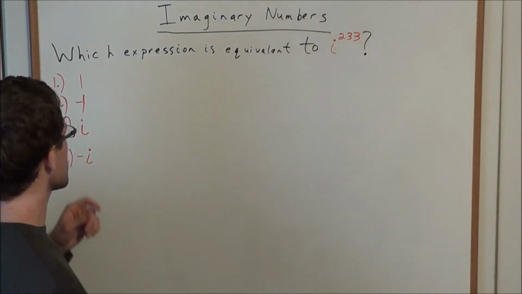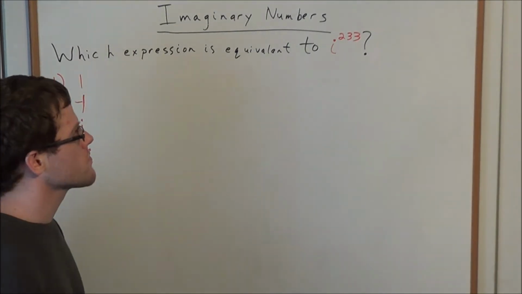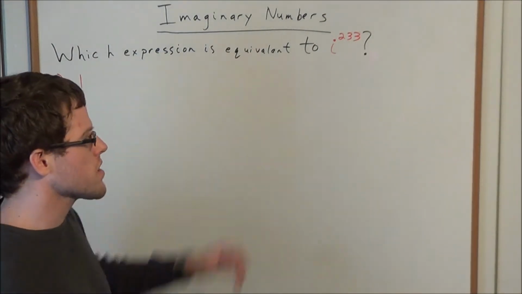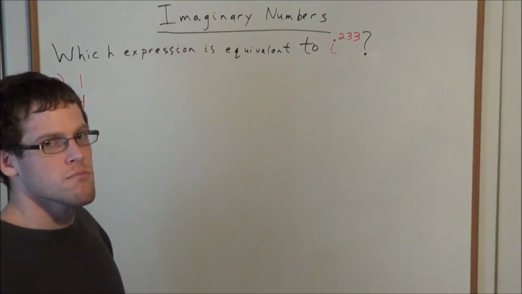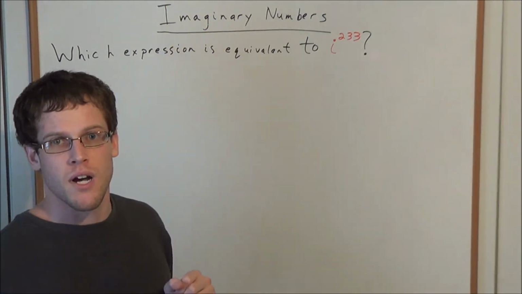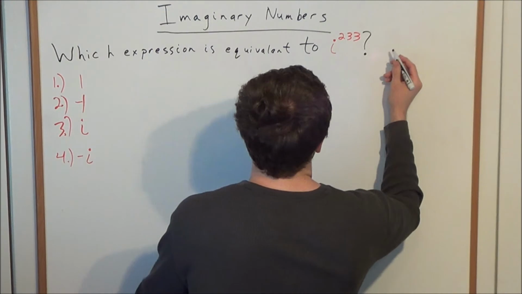In particular, I want to take a look at the New York Regents question: which expression is equivalent to i to the 233rd power? Now this seems like a really challenging problem, but as it turns out this is really just a 4th grade long division problem, and you're going to see why in a second.